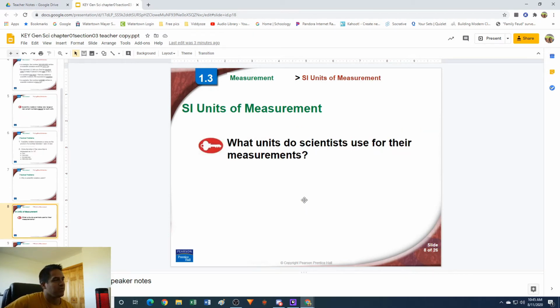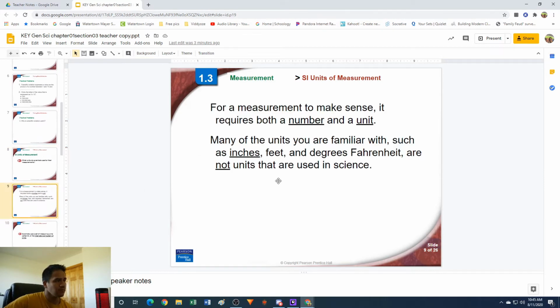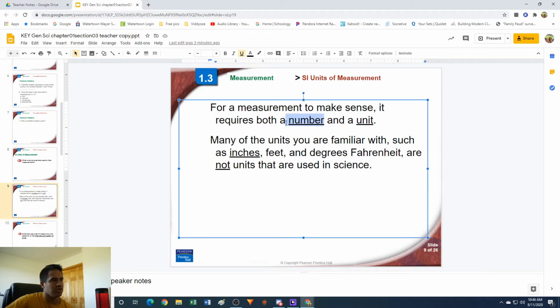All right, SI units of measurement. What units do scientists use for their measurements? So measurements are really important, obviously, in science. We make them all the time. There's two main things you need to remember about measurements. The first one, pretty much everybody remembers, and that is that it requires a number. So if you're going to make a measurement, usually there's some number you're going to write down.